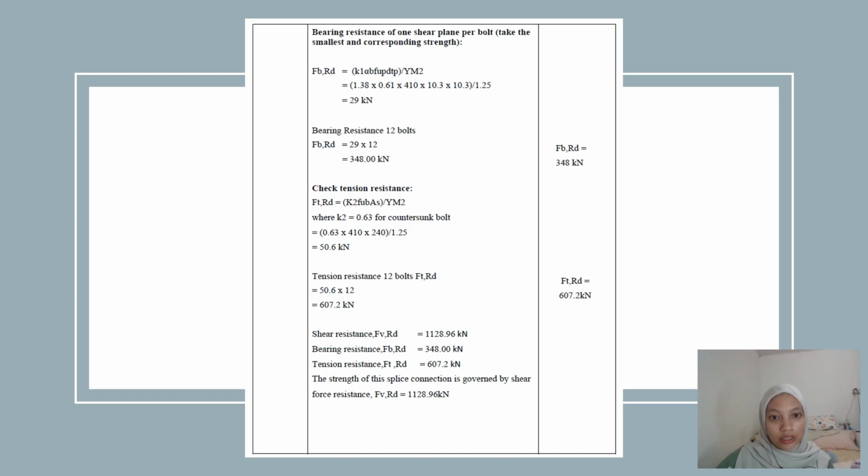The next step is to check the tension resistance. We calculate F_t,Rd using this formula, where k2 is 0.63, and we get the answer 50.6 kN, but as always, we need to multiply by the number of bolts and get 607.2 kN. So the answers are for shear resistance F_v,Rd, bearing resistance F_b,Rd and tension resistance F_t,Rd. The strength of this splice connection is governed by the shear resistance F_v,Rd, which is 1128.96 kN. That's all from me. Thank you.